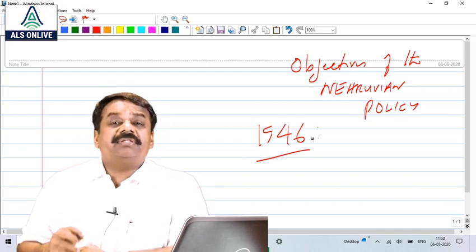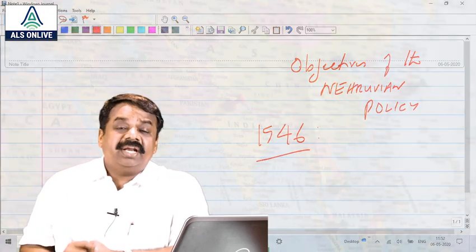In a broadcast to the nation through All India Radio. In those days, there was no other medium in which we could communicate. Even Nehru, then Mahatma Gandhi, all these major leaders used to communicate to the people through All India Radio. So, the broadcast to the nation in 1946.